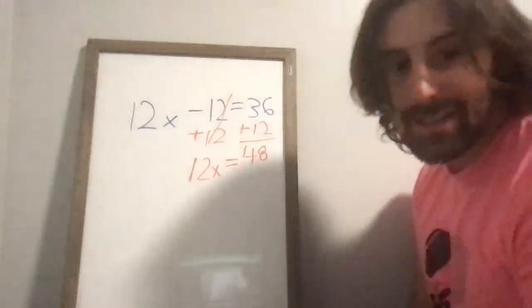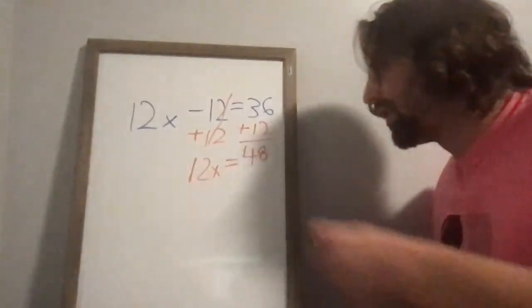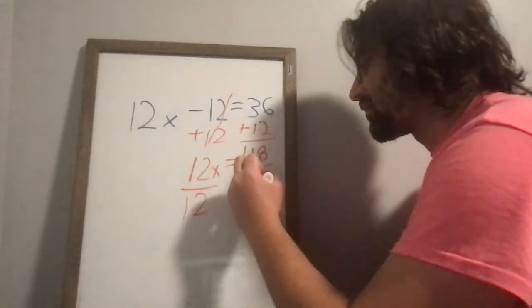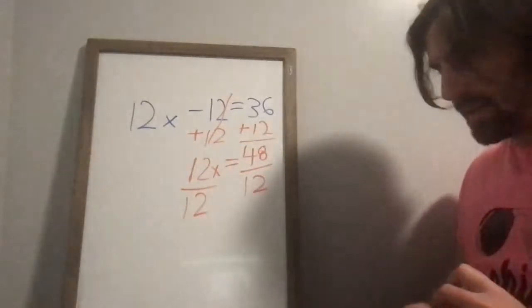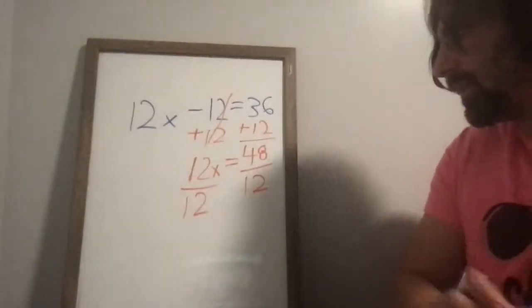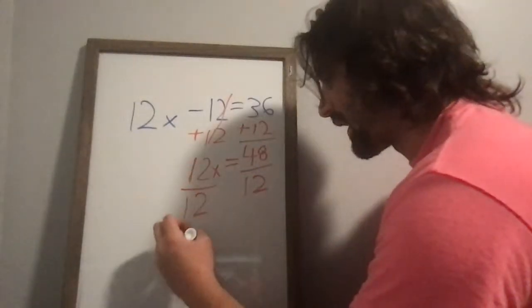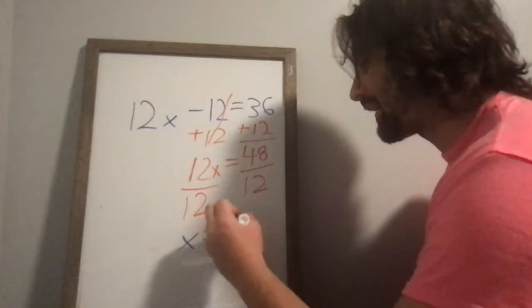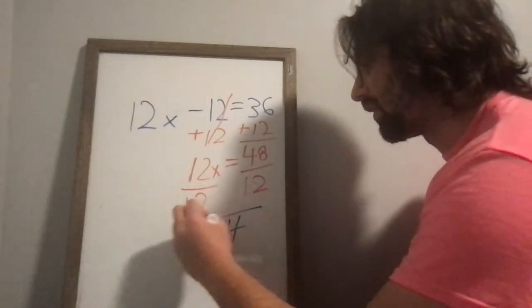Now to figure out what x equals, we need to divide by 12. So 12x divided by 12, 48 divided by 12. So 12x divided by 12, we got x now. 48 divided by 12 equals 4. So x equals 4.